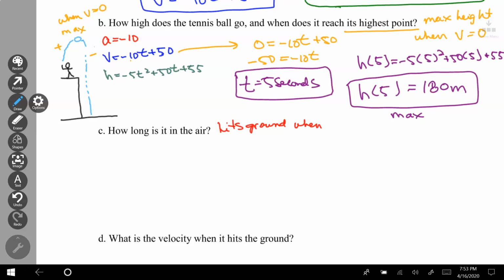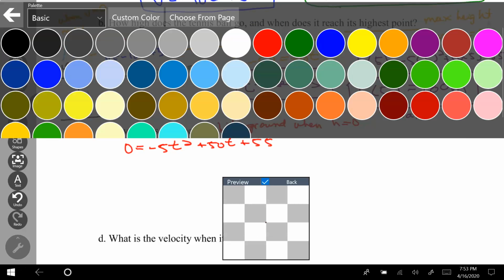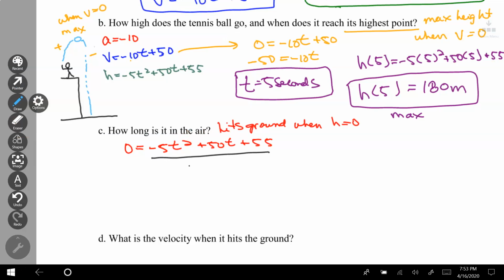How long is it up in the air? Well, I'm asking how long does it take before it hits the ground? Well, when something hits the ground is when the h is equal to 0. So I'm going to take my height equation. Say 0 equals -5t squared plus 50t plus 55. I can put it in a calculator. I'm going to try to factor it. I don't like factoring out -5t. I see they can all be divided by -5. So I'm going to divide everything by -5. I get 0 equals t squared minus 10t minus 11.